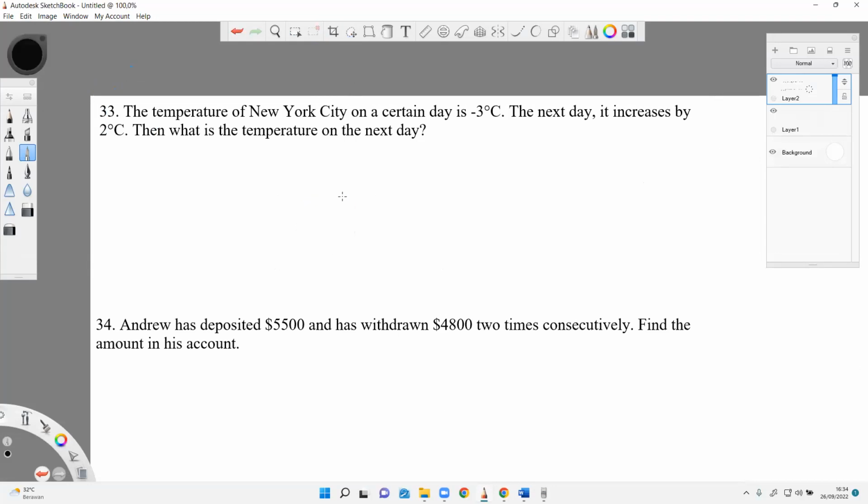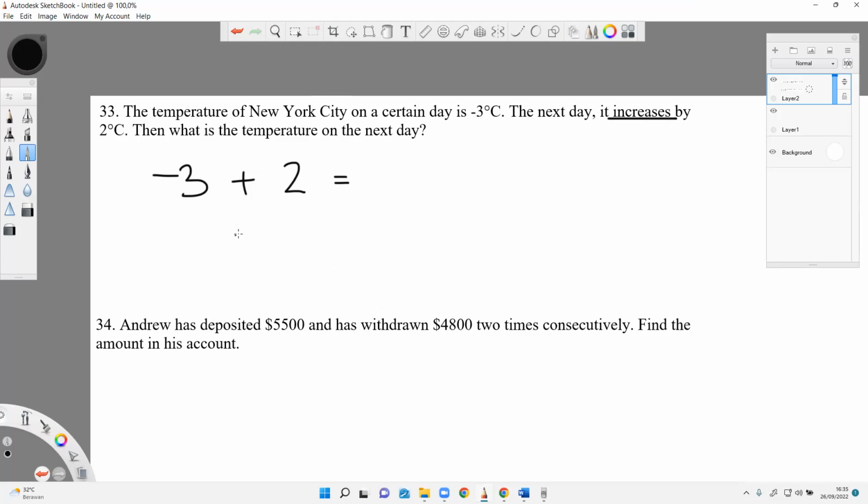Okay, number 33 and 34 also. I will give you extra explanation. The temperature in New York City on a certain day is -3. The next day it increases by 2 degrees. So you have, for example, 3 below 0, and you increase by 2.